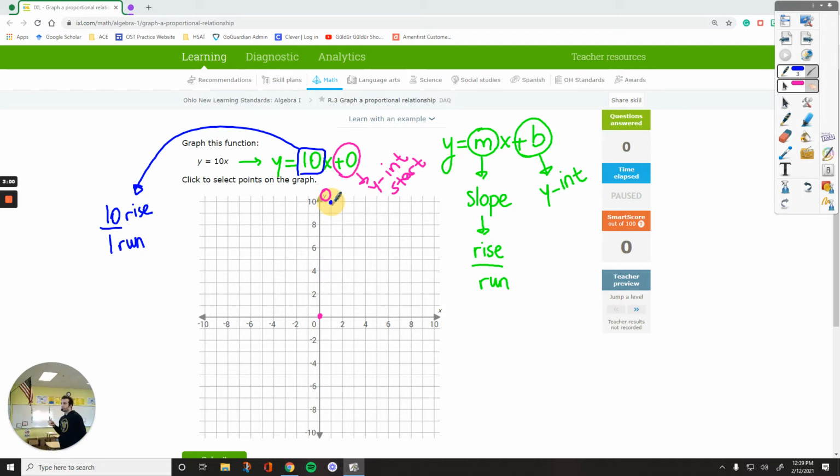If this question was on paper, you would connect those 2 points using a ruler, and that's it. You have your line. But IXL does it for you. In the instructions it says click to select points on the graph. When we click on 2 points, it'll graph the line automatically. So I'll hit my arrow over here. That's my first point, and this right here is my second point. And then I have the line. It draws it automatically.